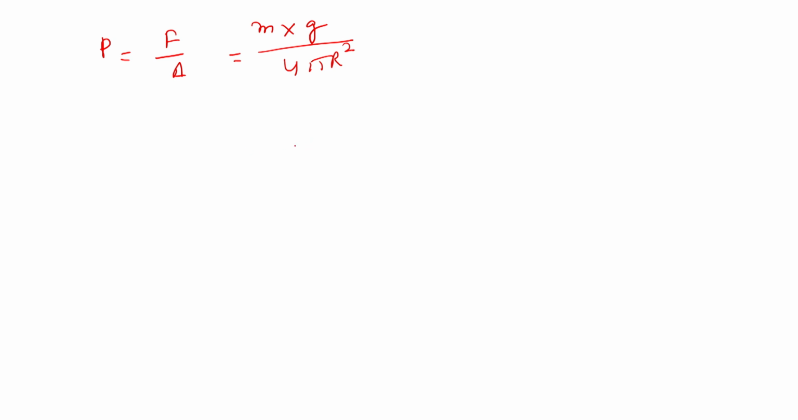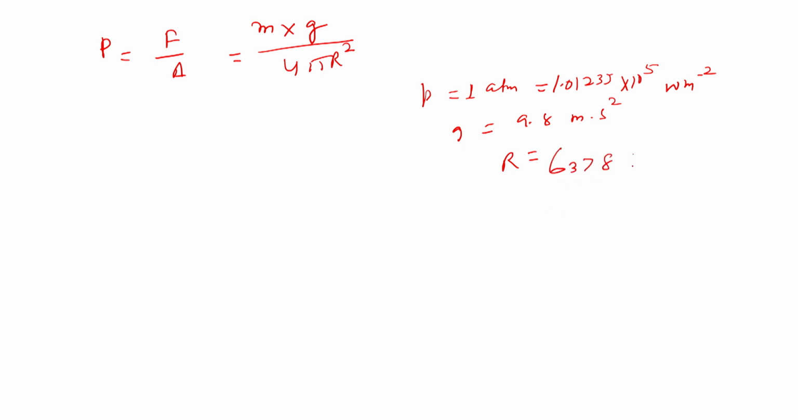Now if you use this equation, we know the atmospheric pressure P is 1 atmosphere, which means 1.01235 into 10 to the power 5 watts per meter square. Then gravity we already know is 9.8 meter per second square, and r is given on the previous slide as 6378 kilometer. We have to remember this one. Now you cannot use kilometer here, you have to use meter, so it will be 6378 into 10 to the power 3 meter.